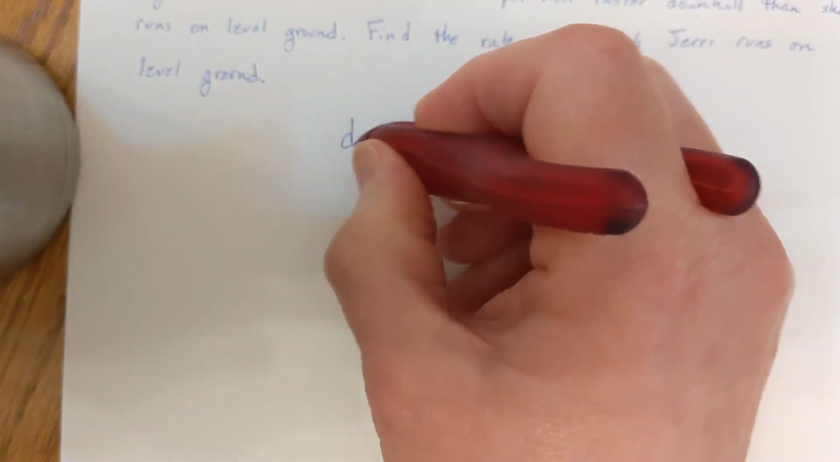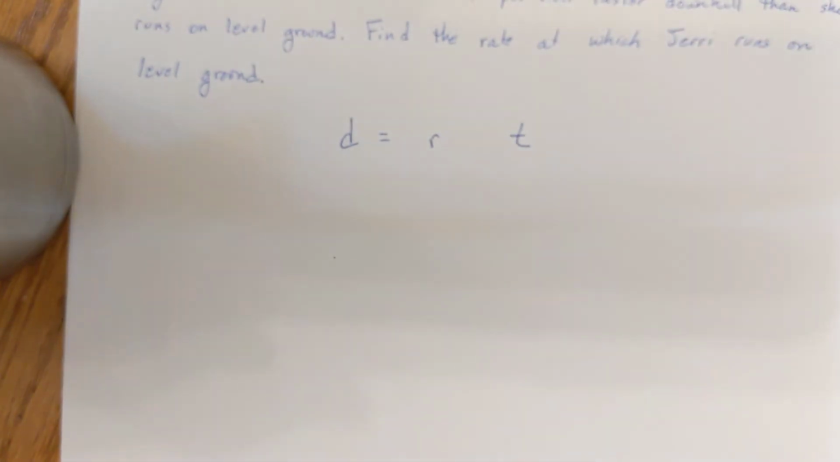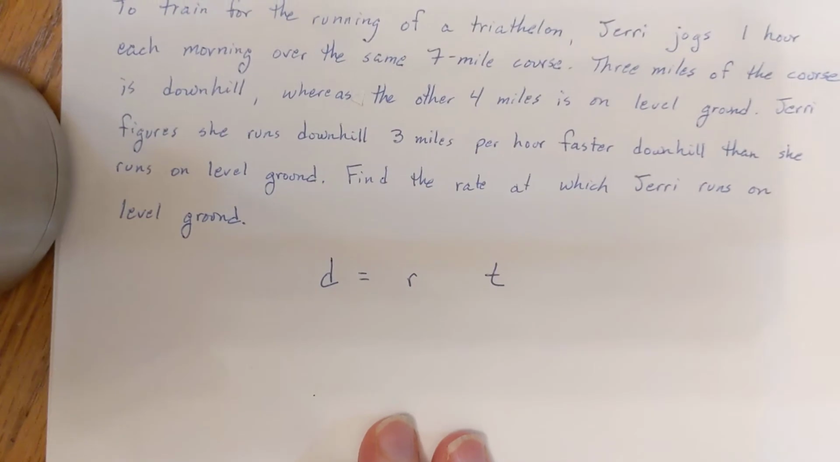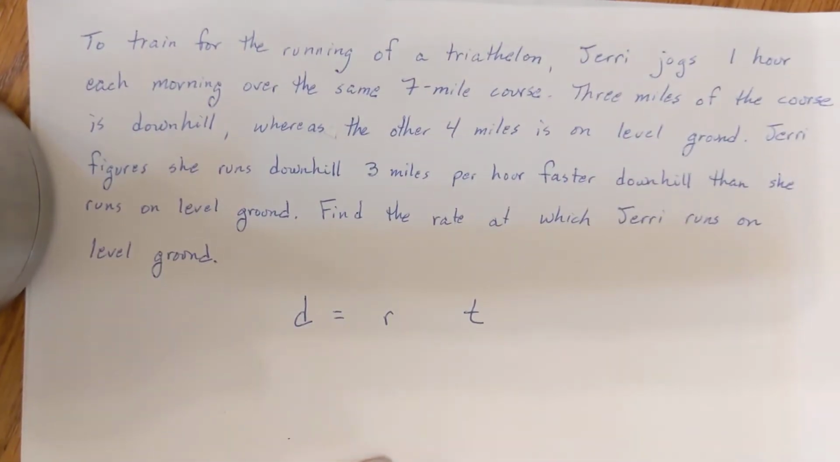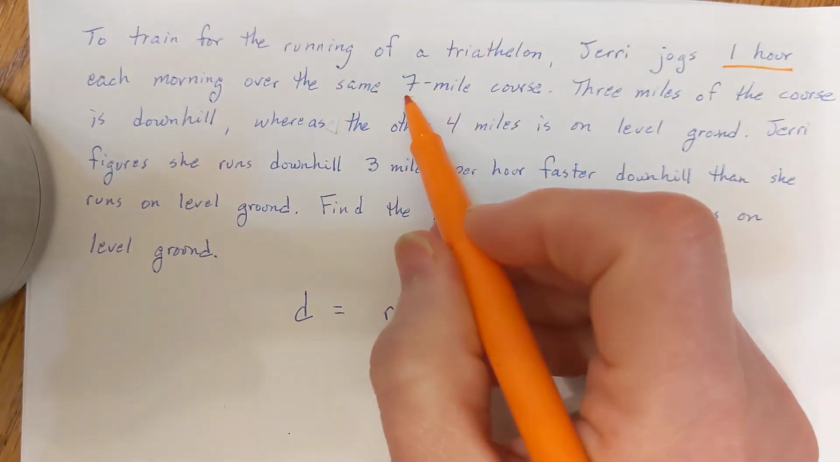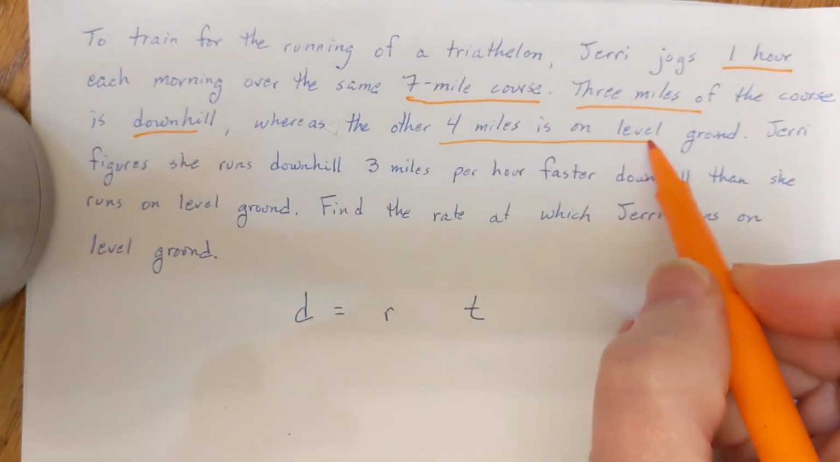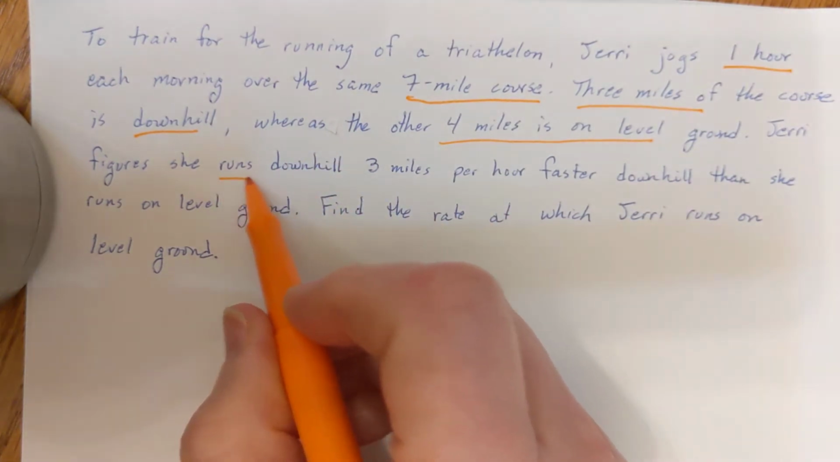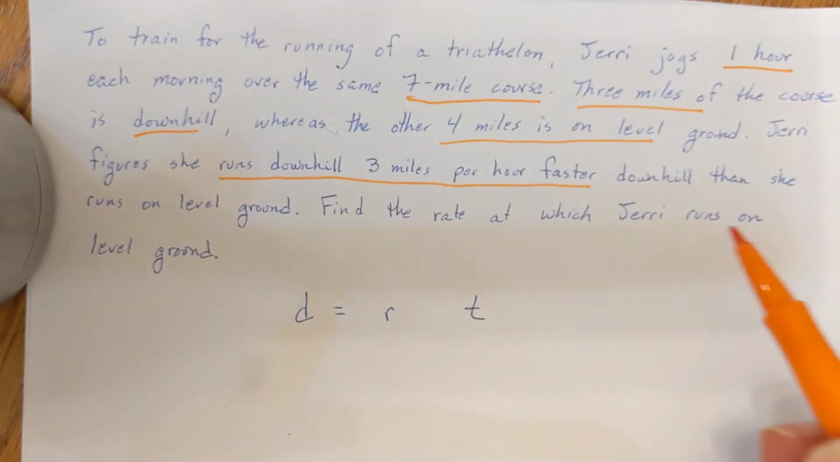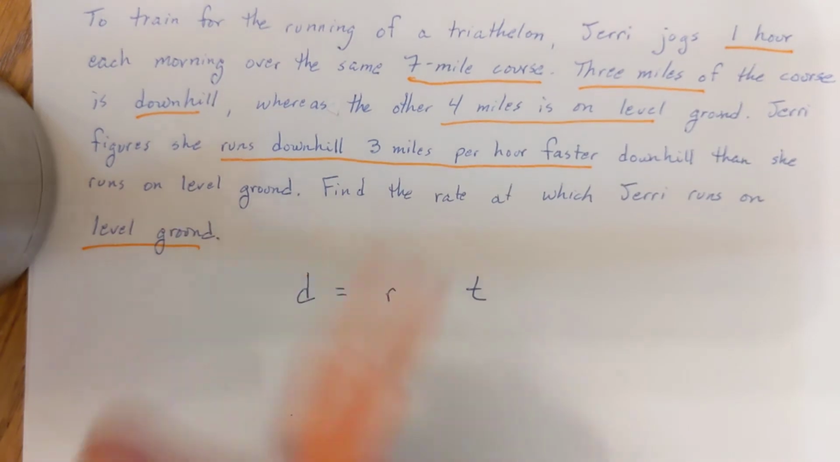First, I recognize this as a distance equals rate times time problem. I have distance, I have rate, I have time all involved. And then I go through and read the information again, highlighting what I need for solving this problem. She travels 1 hour each morning over the same 7-mile course. 3 miles is downhill, 4 miles is level. She runs downhill 3 miles per hour faster than she runs on level ground. Find the rate on level ground.